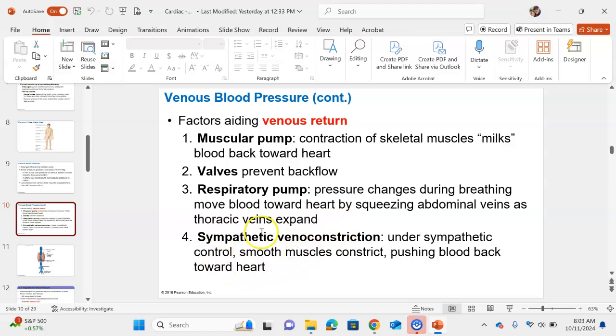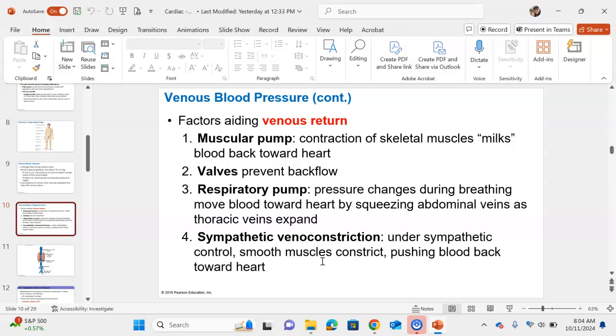And then we have what's called sympathetic vasoconstriction. There is a difference between vaso, V-A-S-O, constriction, and veno, V-E-N-O, constriction. Venoconstriction, kind of like the name implies, is when the body, through the influence of the sympathetic nervous system, can send sympathetic impulses to our vasculature.